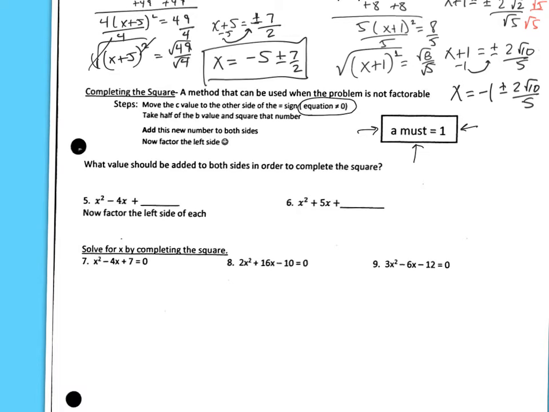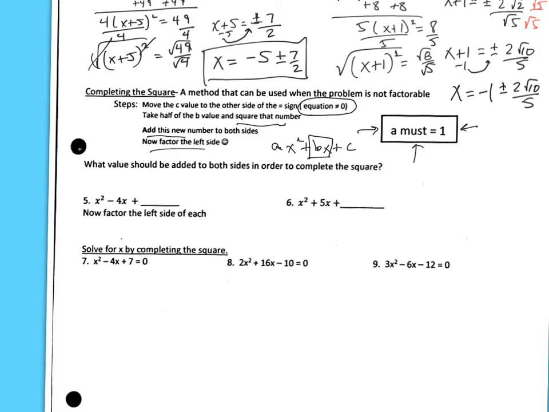You're going to take half of the b term. So remember, it goes ax squared plus bx plus c. We're going to focus in on this term. You're going to take half of that. Whatever half of that number is, then you square it, and then you add that number to both sides. Then we'll factor the left side.